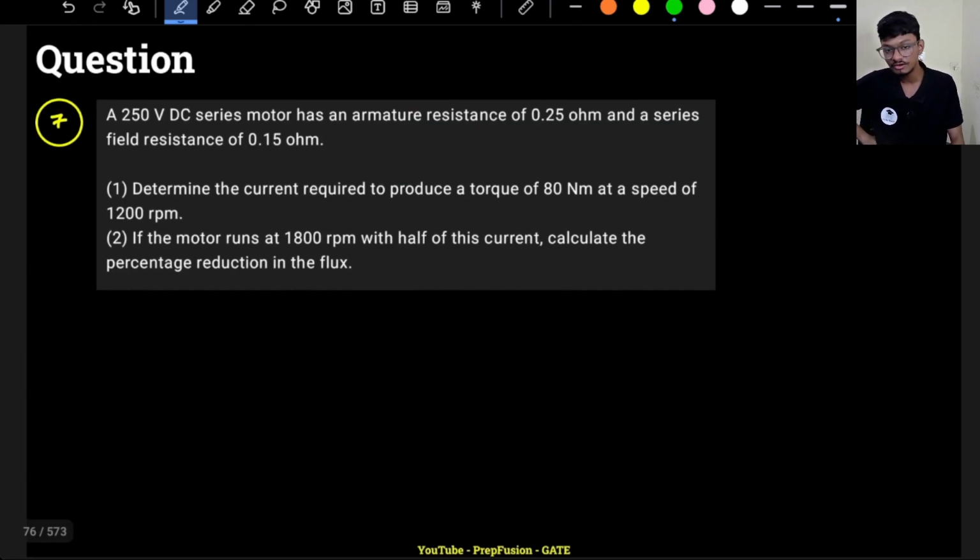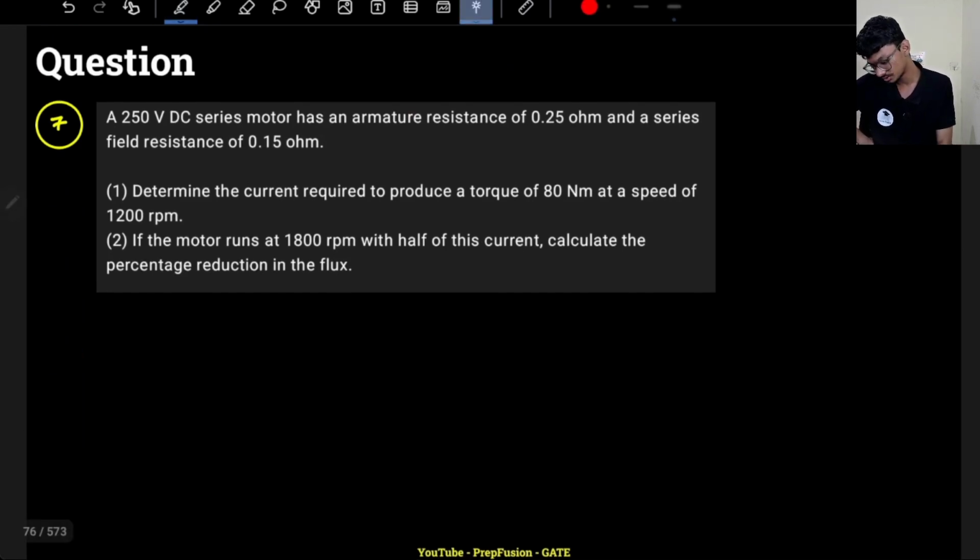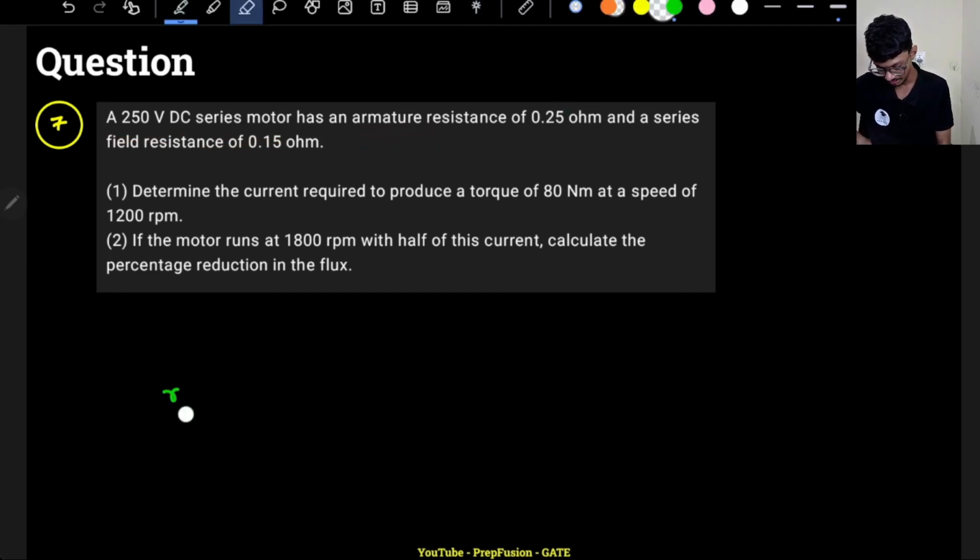Okay, so now let's solve a few basic questions on this series winding. Let's solve this first question. A 250 volt DC motor, series motor, has an armature resistance of 0.25 ohms. So my Ra, always in the case of DC machines, start by writing the data: 0.25 ohms. And a series field resistance Rsc of 0.15.